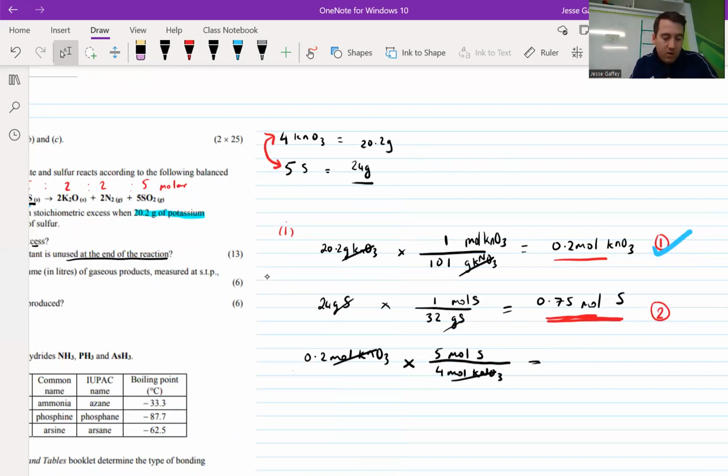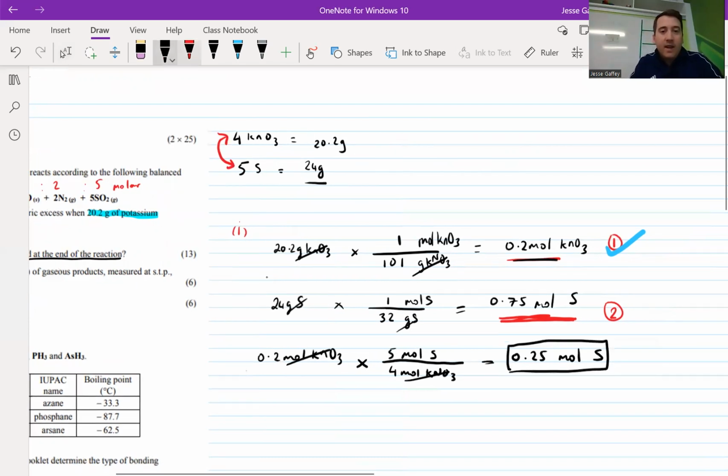5 over 4. Okay, and that gives me 0.25. 0.25 moles of sulfur is all I actually need. So if I start with this much KNO3, I only need 0.25 moles of S to react. So there I can clearly see that there's way more sulfur than I need. Okay, so I'm writing a sentence at this stage.